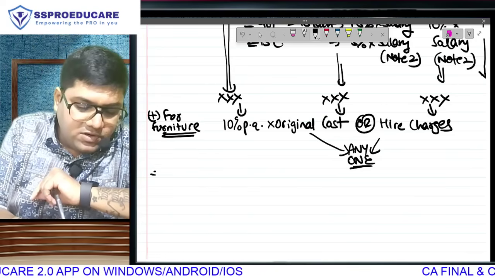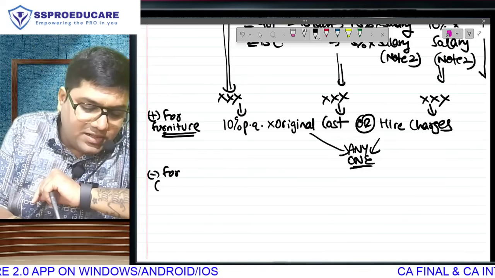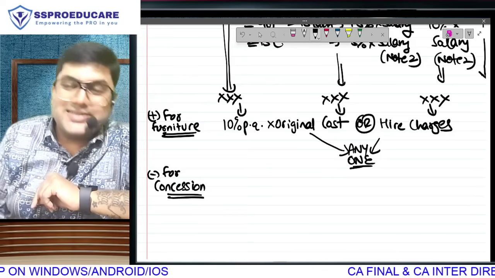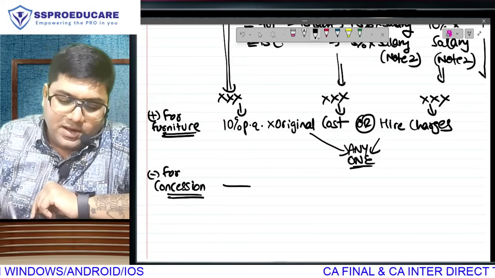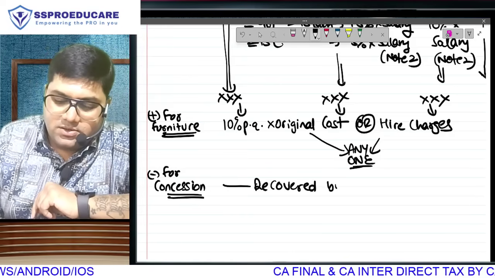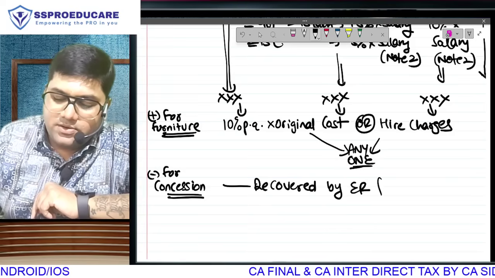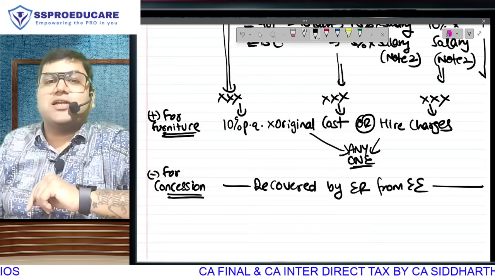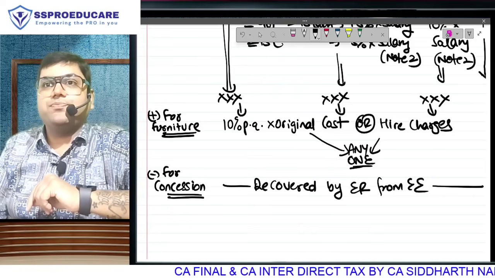Now what will we do? From this, is it possible that your employer has deducted something from your salary? That is concessional house. So what will we do? Any amount recovered by employer from employee. And again, this also is getting subtracted in all the three cases. I hope you understand.